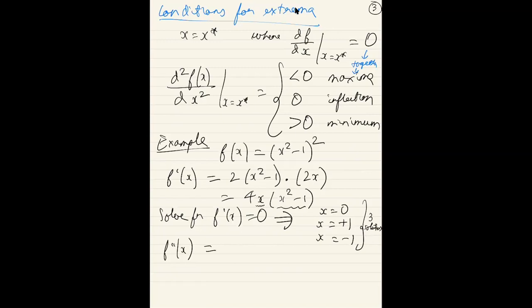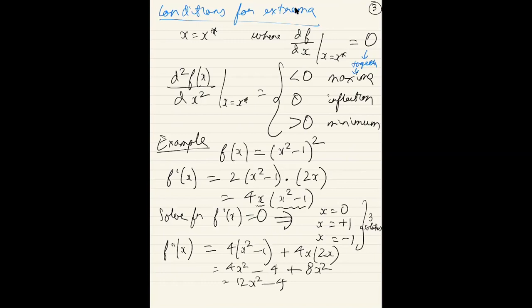F double prime of x is, we have to use the product rule over here because we have a product of 2 functions, right? So that will be 4x squared minus 1 plus 4x multiplied by 2x. And if this product rule seems confusing to you, then please go and check the previous module where we looked at product rule and other operations involving derivatives. So this is 4x squared minus 4 plus 8x squared, or 12x squared minus 4.